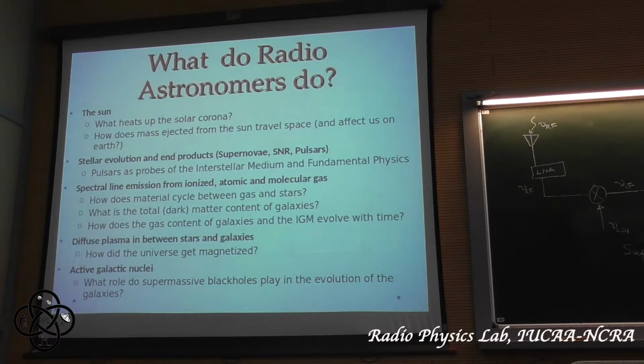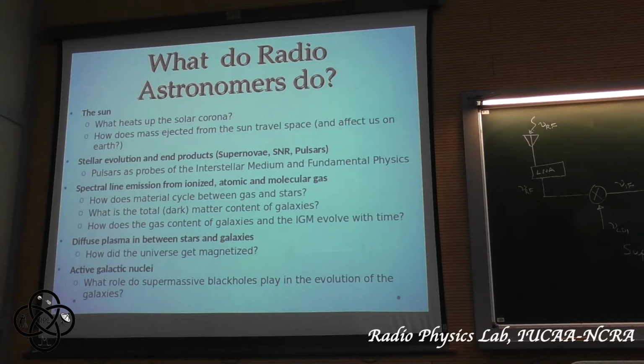It's the way in which you have oxygen cycles and water cycles on Earth. You actually have a cycle in galaxies between gas and stars, and how does that work in detail? What's the total dark matter content of galaxies? How does the gas content of galaxies and the intergalactic medium evolve with time? These are all things that radio astronomers study. You also study diffuse plasma between stars and galaxies. For example, a key question that people would like to answer is how did the universe get magnetized? We study active galactic nuclei, which are basically galaxies which host supermassive black holes. And again, a key question that people ask is what role do supermassive black holes play, for example, in the evolution of galaxies?